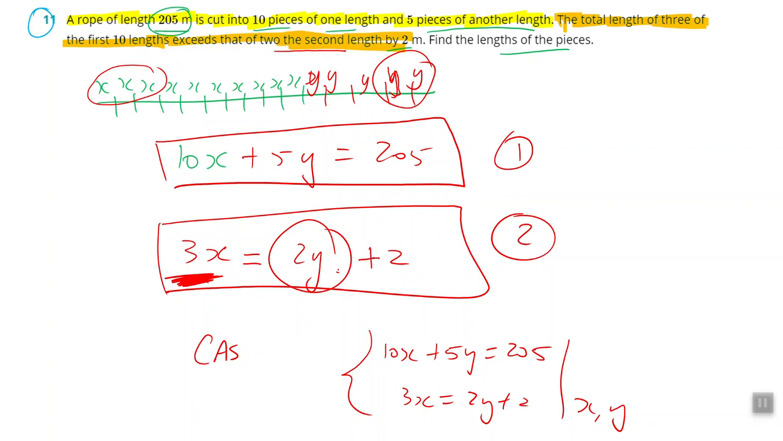So I'll leave that to you to calculate. The tricky part was simply to draw a diagram and specify what you're going to let equal x and what you're going to let equal y. So x would be the individual lengths for the 10 pieces, and y will be the individual lengths for your 5 pieces. Hopefully that helps.